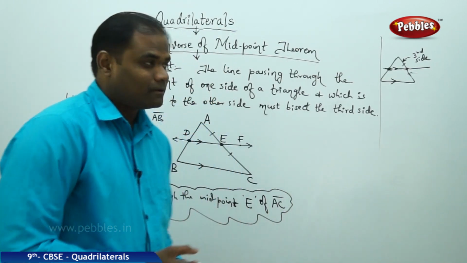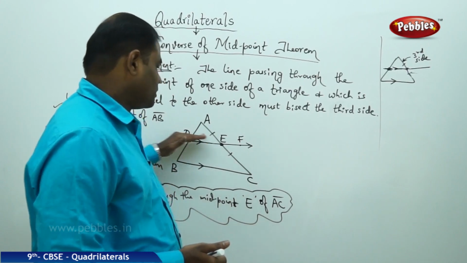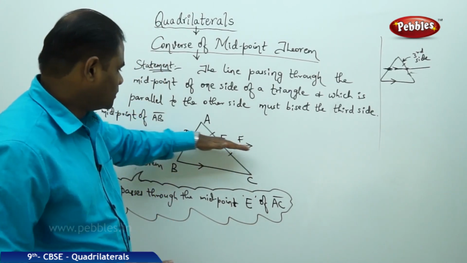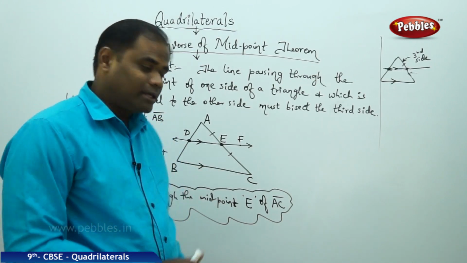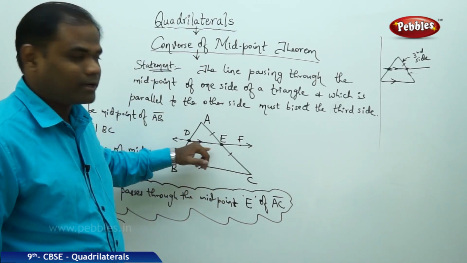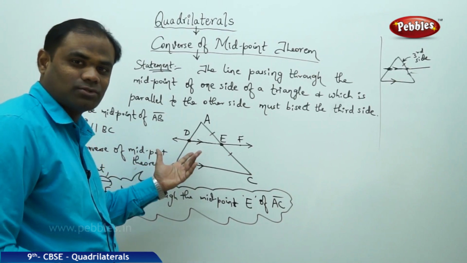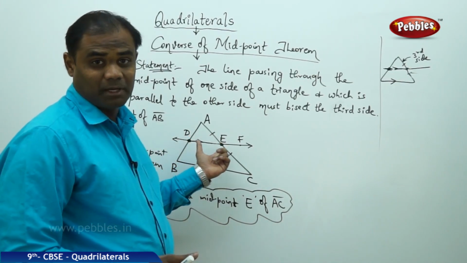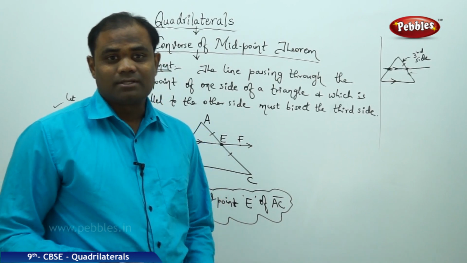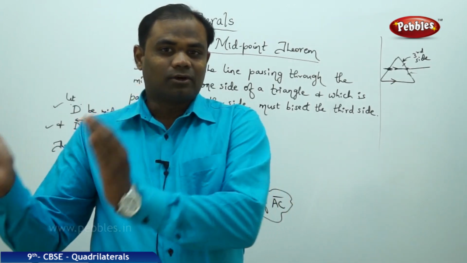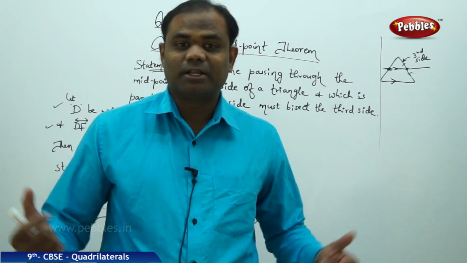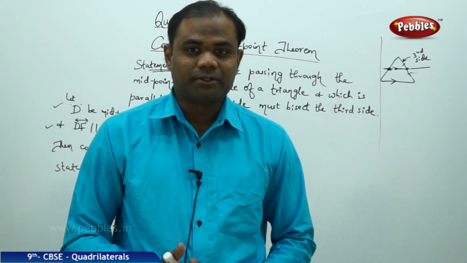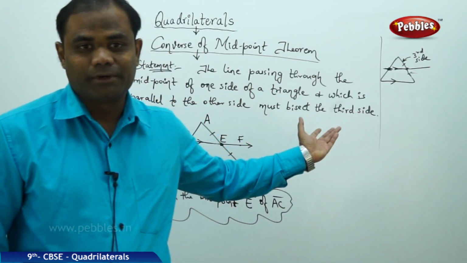That is, when a line passes through two midpoints, then that line must be parallel to the third side, and in case the line passes through one of the midpoints and is parallel to the third side, that line obviously must pass through the other midpoint. That is how the midpoint theorem and the converse of midpoint theorem both hold equally true in mathematics.